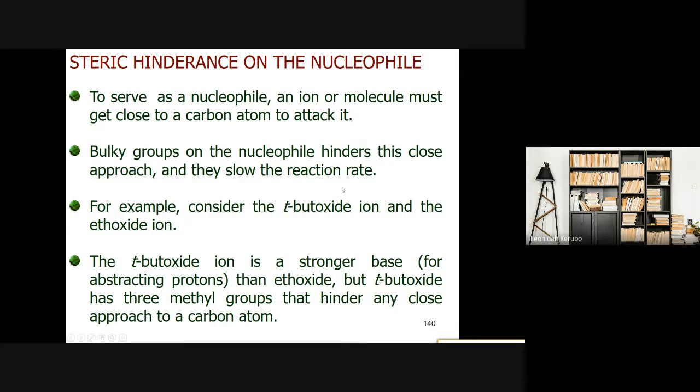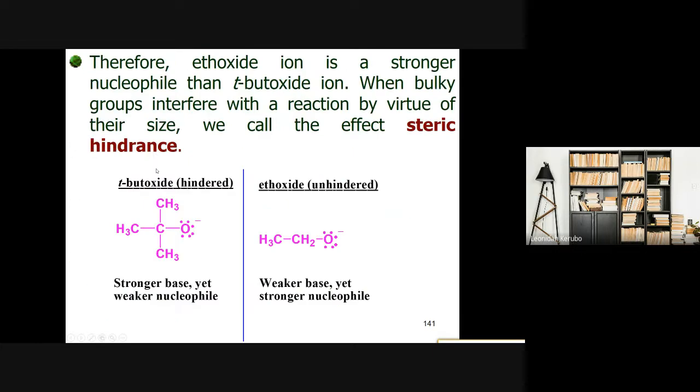For example, if you consider the tert-butoxide ion and the ethoxide ion, the tert-butoxide ion is a stronger base for abstracting protons than ethoxide, but the tert-butoxide has 3 methyl groups that hinder any close approach to the electrophilic carbon atom in SN2 reactions. Therefore, the ethoxide ion is a stronger nucleophile as compared to the tert-butoxide ion. When bulky groups interfere with a reaction by virtue of their size, we call the effect steric hindrance.